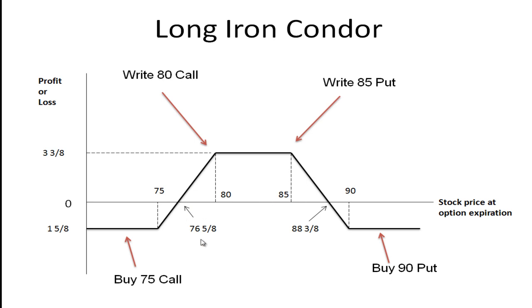The break-even points: 76 5/8. The price has to rise above 75 by 1 5/8 to break even, or fall 1 5/8 below 90 to break even, and the maximum profit is 3 3/8. Because if you go from 76 5/8, the break-even point, up to the maximum at 80, you'll see that's 3 3/8. This is a distance of 3 3/8 here.